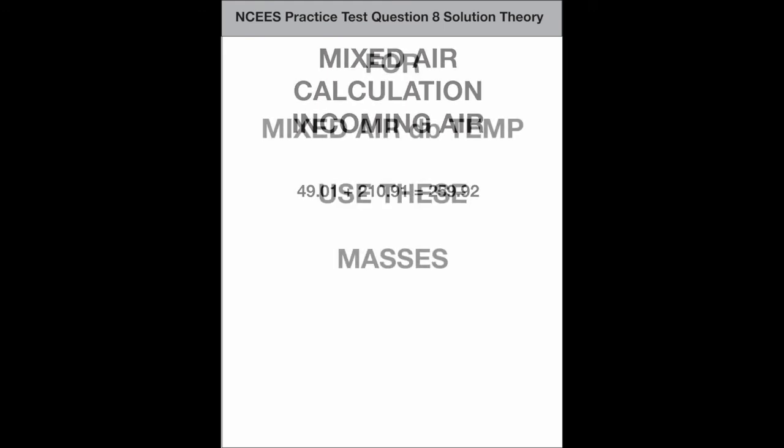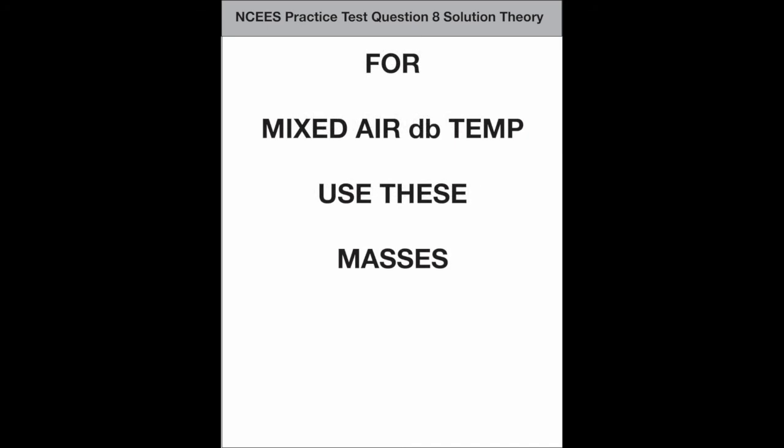49.01 plus 210.91 equals the entering mass flow, which is equal to 259.92. Determine the mixed air dry bulb temperature using these masses.